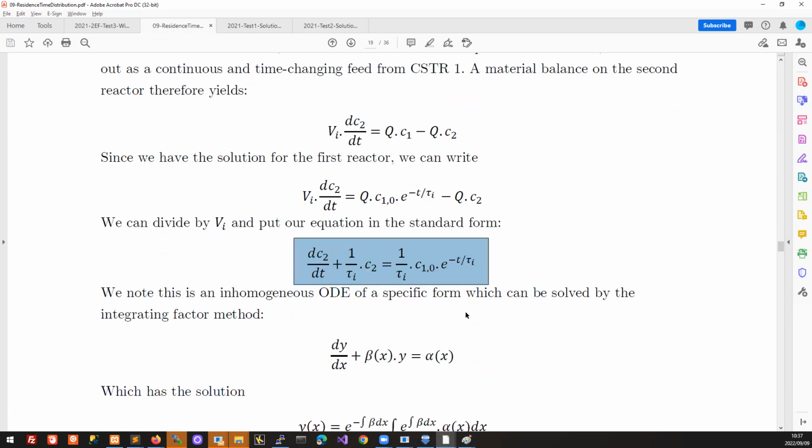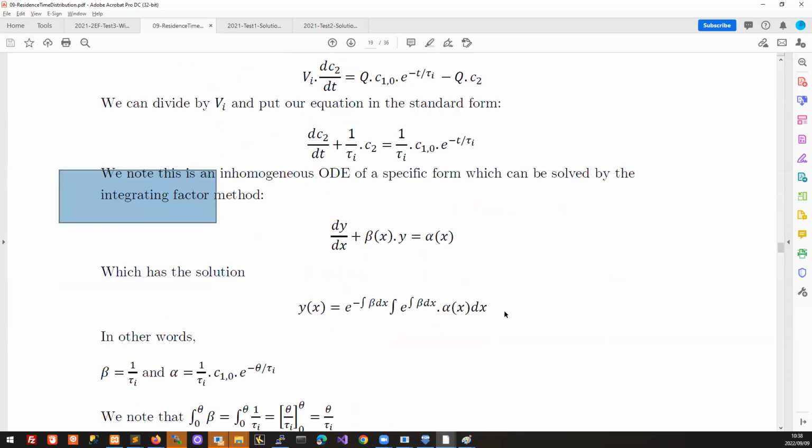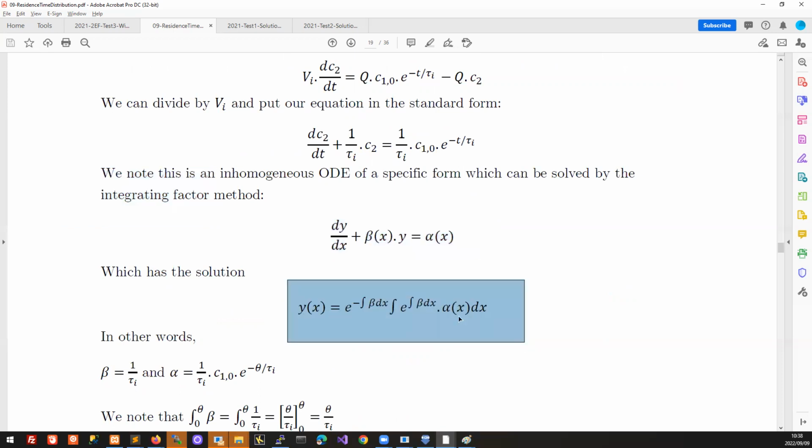And then if you look at this equation, you recognize it as an inhomogeneous ordinary differential equation. You can solve it using the integrating factor method. So if you have a look back at your second year maths notes, when you solve it by the integrating factor method, then if you have an equation of this form, the solution is given by this, right?